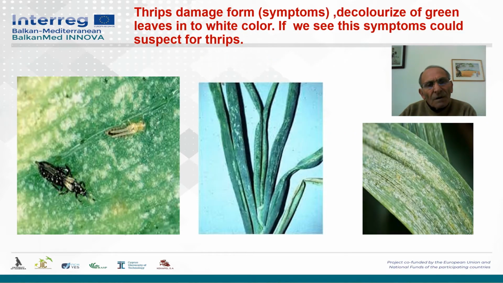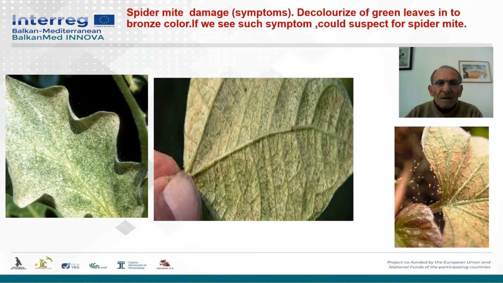Now we demonstrate some symptoms according to the different groups of insects. For example, here we have thrips damage. We see the symptoms: decolorization of green leaves to a white color. If we see these symptoms, we could suspect thrips. Here, spider mite damage symptoms: decolorization of green leaves into a bronze color. If we see such symptoms on the plant, we could suspect spider mite.